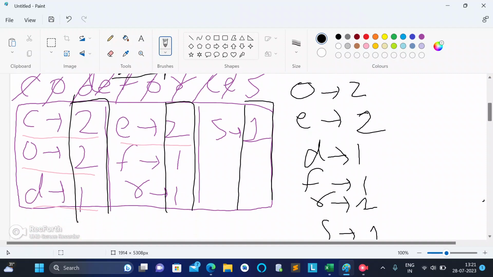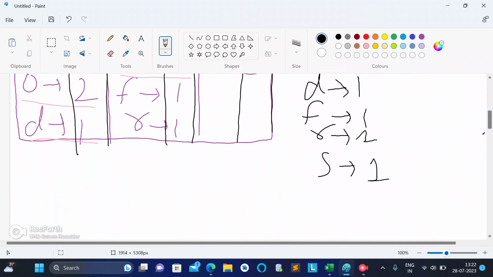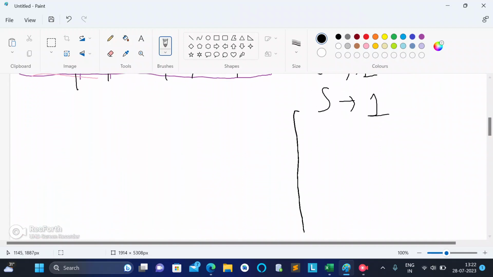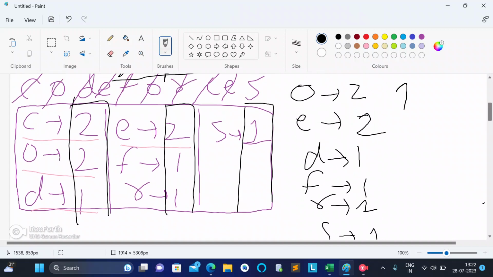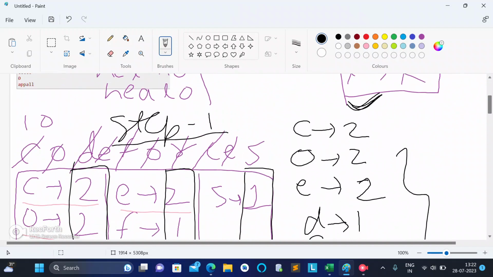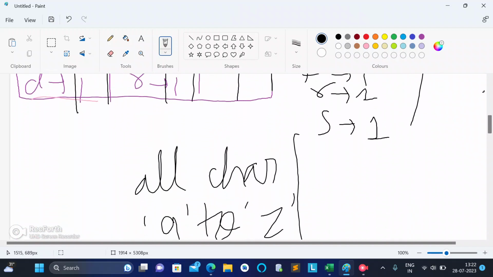So the first step is we maintain the frequencies, and then we sort all the frequencies based on this second value, that is the frequency count. After that, I will put all the characters from A to Z, except the characters which I had used here.